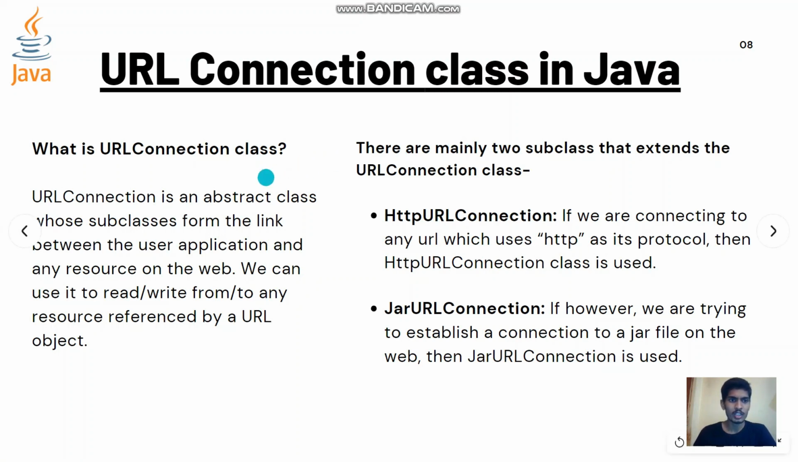URLConnection class in Java. It is an abstract class whose subclasses form the link between the user application and any resource on the web. We can use it to read from and write to any resource referenced by the URL object. There are basically two subclasses which extend the URLConnection class. The HttpURLConnection is used when we use a URL which uses the HTTP protocol, and the JarURLConnection class is used when we want to establish a connection to a jar file.